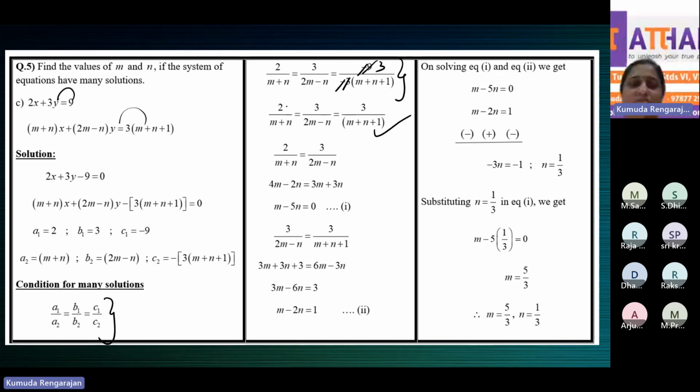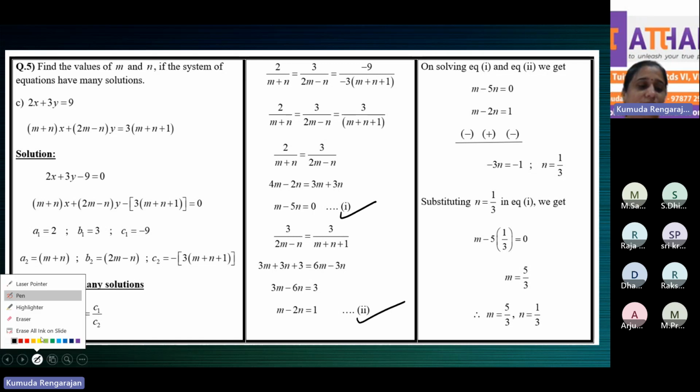Now you can do three cases. You can equate these two and get an equation. You can equate these two and get an equation. Also, you can equate these two and get an equation. So you can make three equations actually, but we know two is enough. To find the values of two unknowns, m and n, two equations are enough. So you find any two equations, solve them to find the values of m and n. That's the procedure.